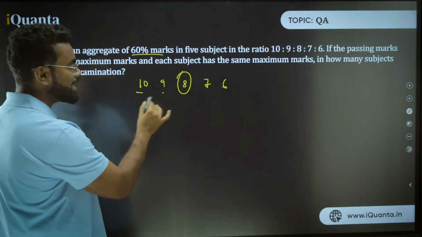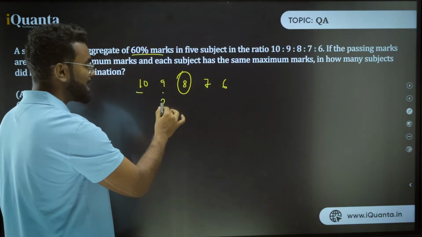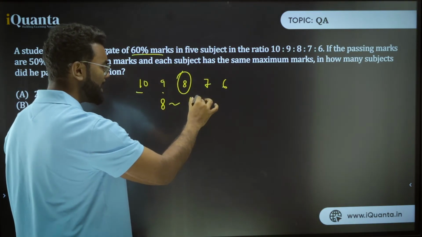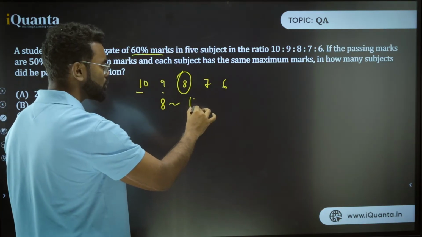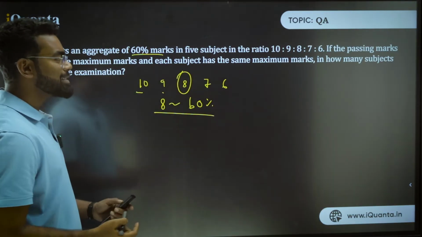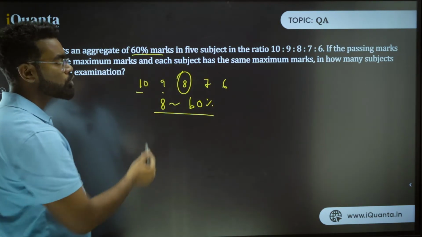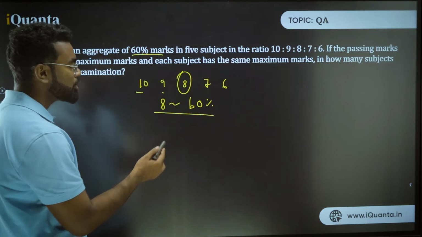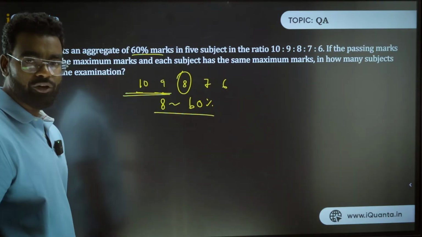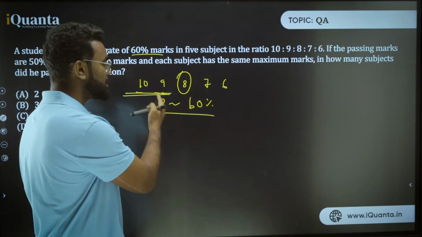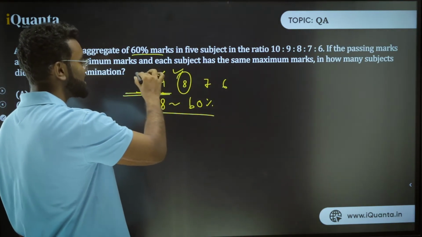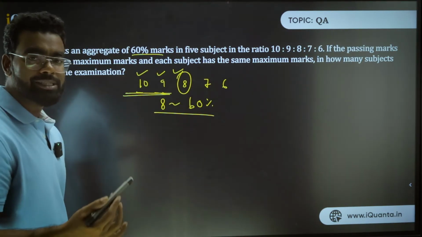So if the average of 10, 9, 8, 7, 6 is 8, I can write 8 is equivalent to 60%. Because 8 is basically the average score and his average score is also 60%. So if 8 is equivalent to 60%, 10 and 9 have to be more than 60%, obviously. So that means in 8 he passed, in 9 he passed, in 10 he passed. So I just need to check 7 and 6.